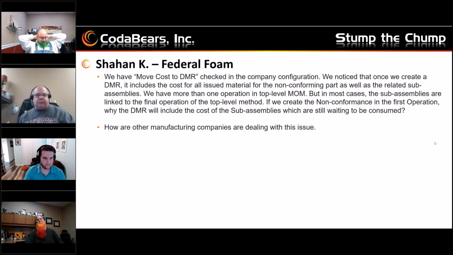I was saying this question came up earlier and I had not seen this issue before. It had to do with moving the cost to DMR. If they create a nonconformance on the first operation, DMR will include the cost of the sub-assemblies, which are still waiting to be consumed. I did not know that DMR turned around and grabbed everything. I thought it was this level.